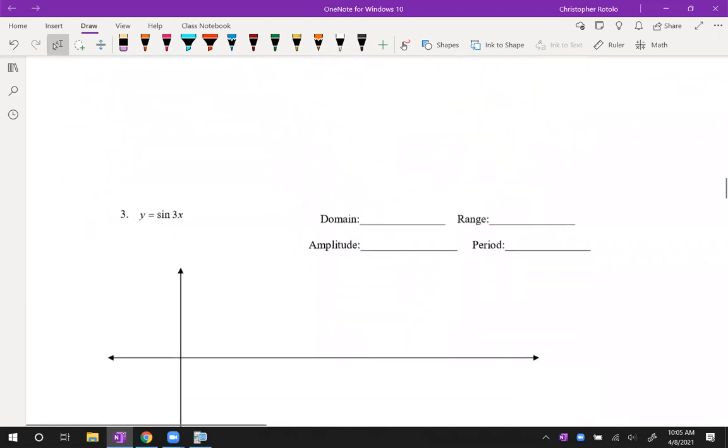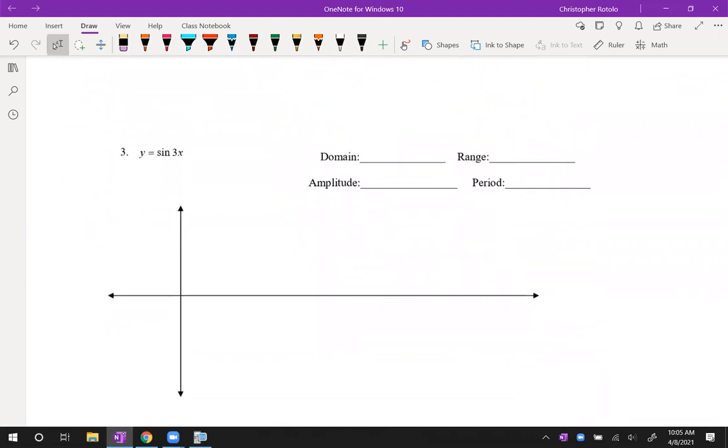All right, next one. All right, so what do we got? We're always filling with what we have. A equals 1, B equals 3, C equals 0, and D is also 0. All right, so amplitude is 1, right, and it's not going to get pushed around too much. The domain is all real numbers.